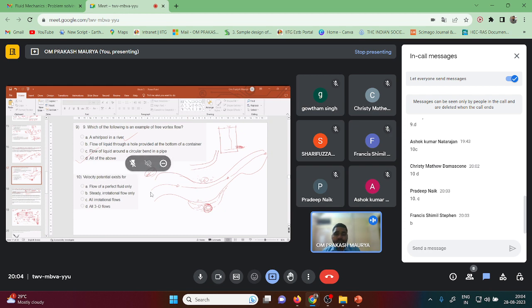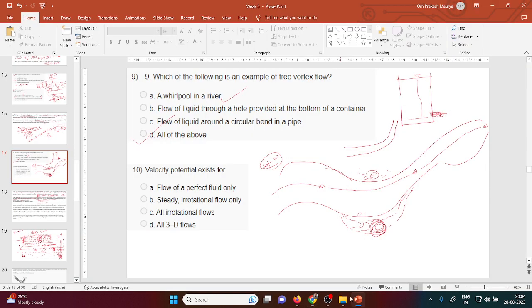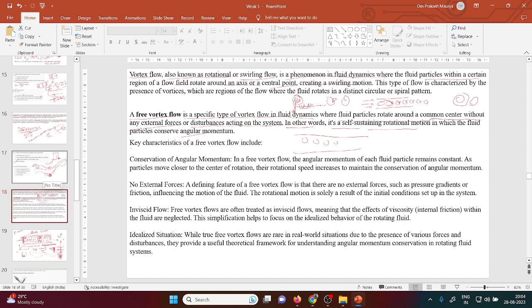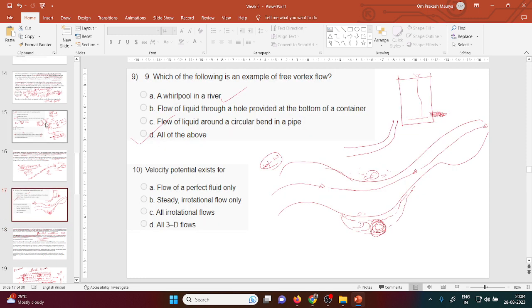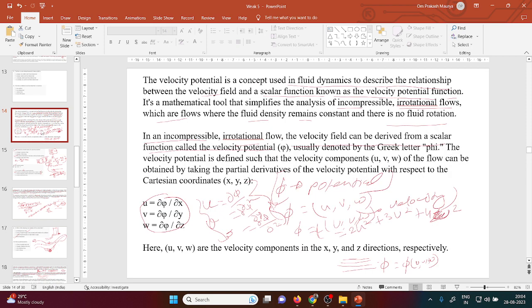Okay, for question number 10, before going to the question, I was discussing the velocity potential. Let us move. Yes, here. Please take the screenshot if anyone wants to. So velocity potential is a mathematical term. The potential term is a mathematical term, but we are using it in the case of velocity, that's why we are calling it velocity potential.